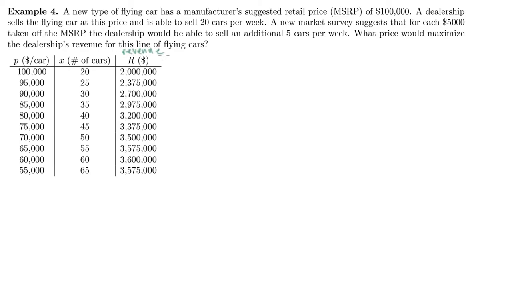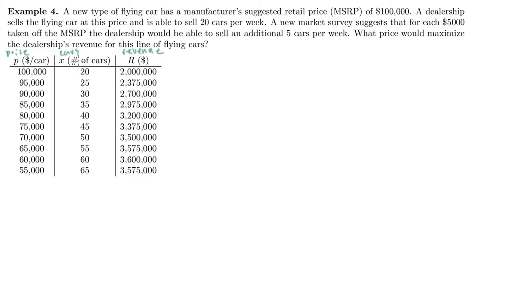And this table of values is really nice. Okay, so I just use the information. You start with selling, so P here is price, of course price per car. And then X is just the number of cars sold. So at $100,000, the dealership finds they're selling 20 cars per week.